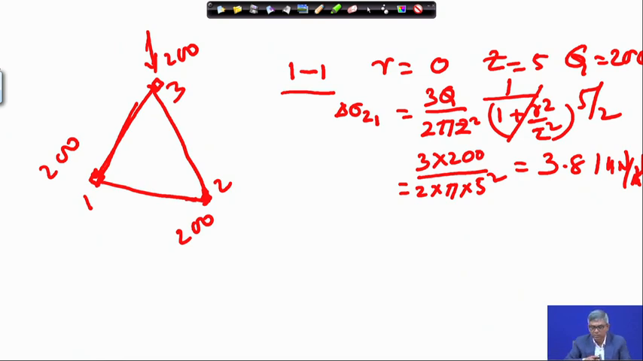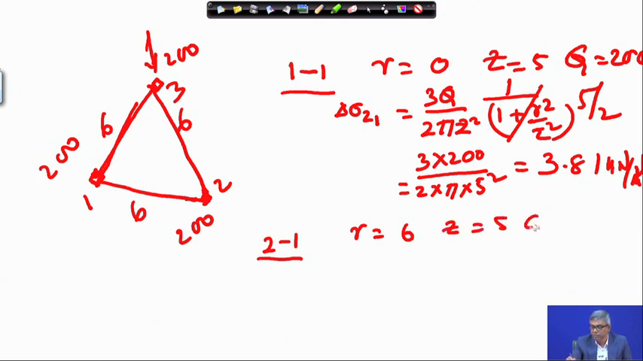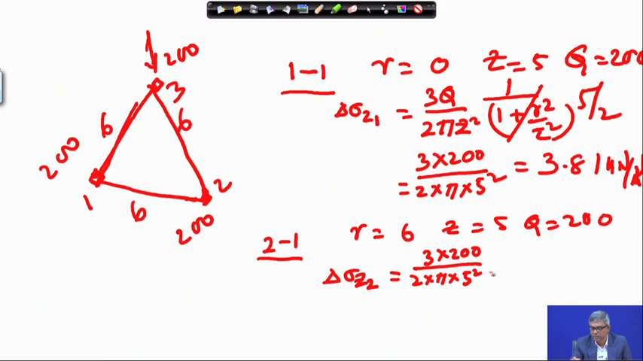Now similarly, 2 on 1: when considering the effect of 2 on 1, your R will become 6 meter, because this is an equilateral triangle of side 6 meter. So R becomes 6 meter, Z is 5 and Q equals again 200. You will be applying the same formula. Suppose I say this is delta sigma Z2. In that case, you will see 3 multiplied by 200 divided by 2 multiplied by pi multiplied by 5 square, same depth, times 1 by (1 plus R square, R is 6, 6 square divided by Z square, 25) to the power 5 by 2.